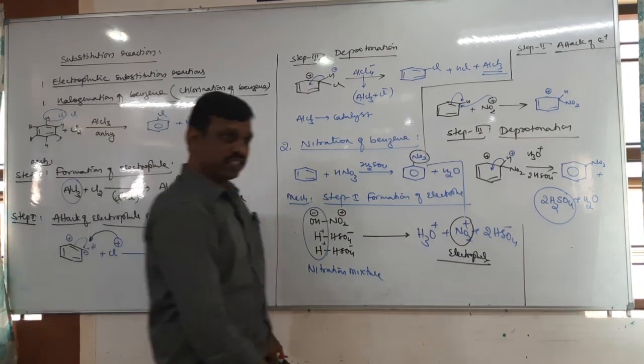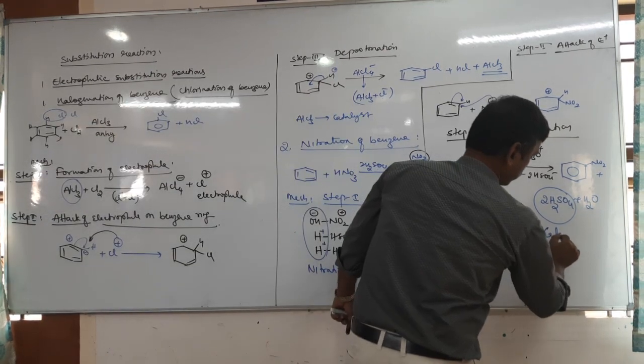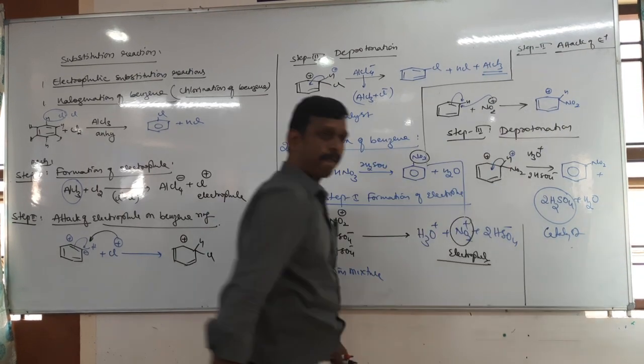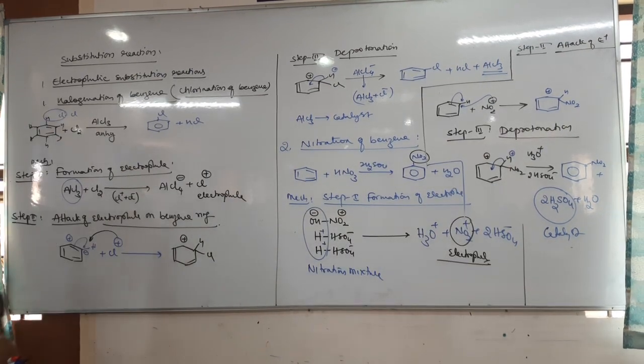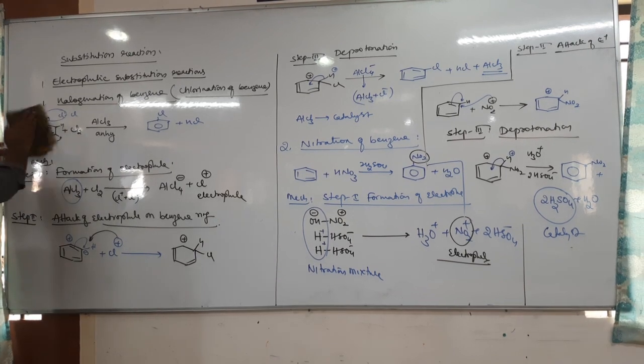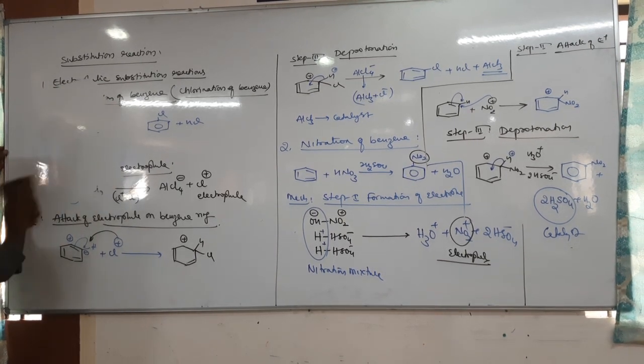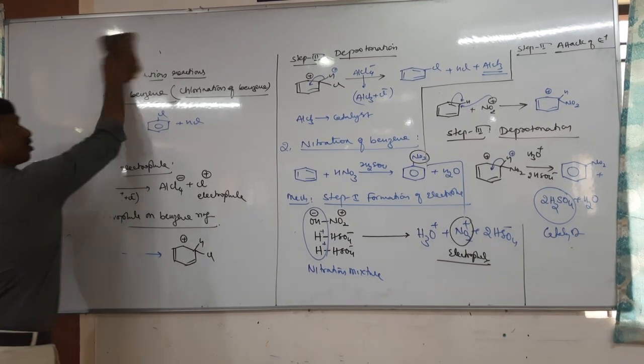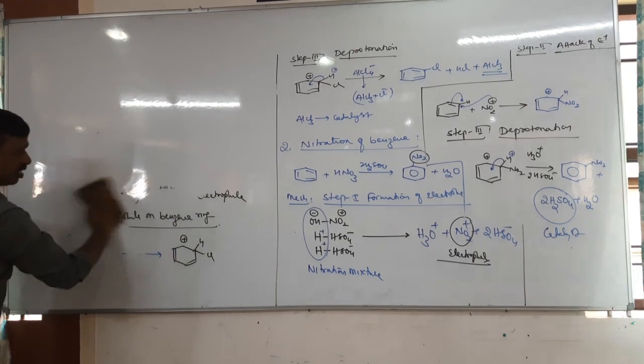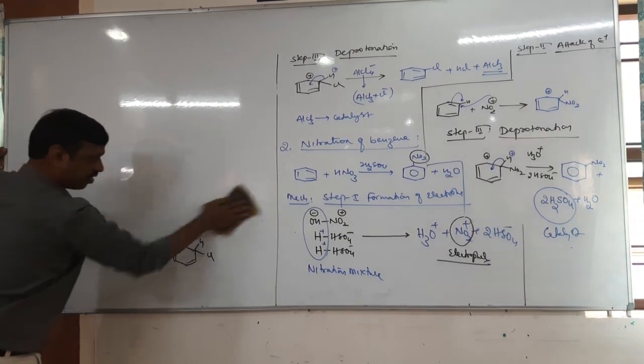So sulfuric acid is used at the beginning and again it is regenerated. Therefore it is the catalyst in this reaction. Therefore, in nitration of benzene, what is the electrophile? NO2 plus. What is the reagent? Nitration mixture.